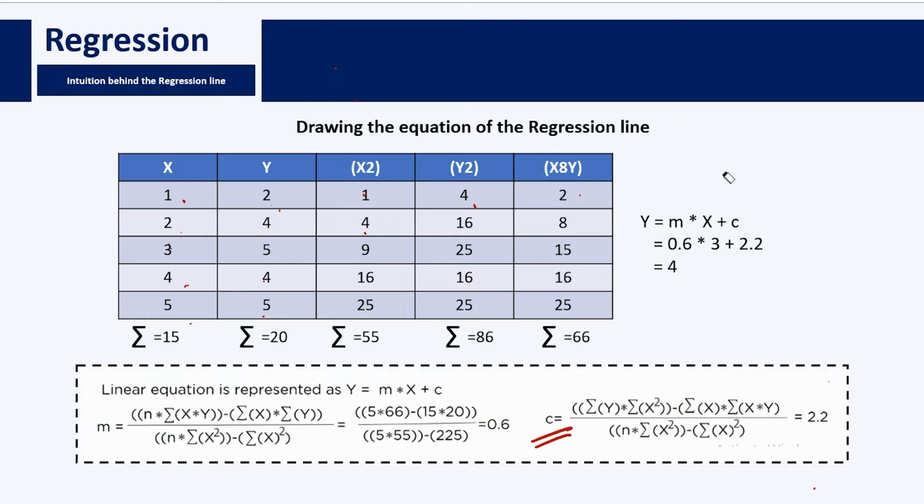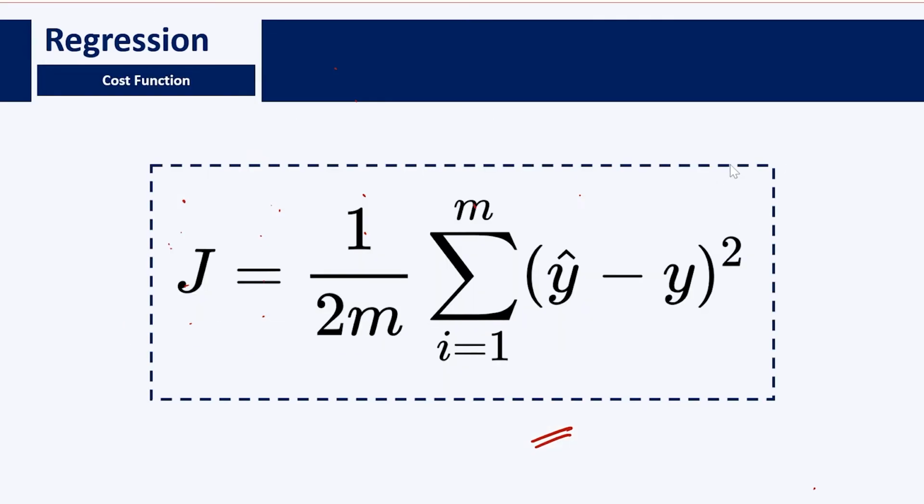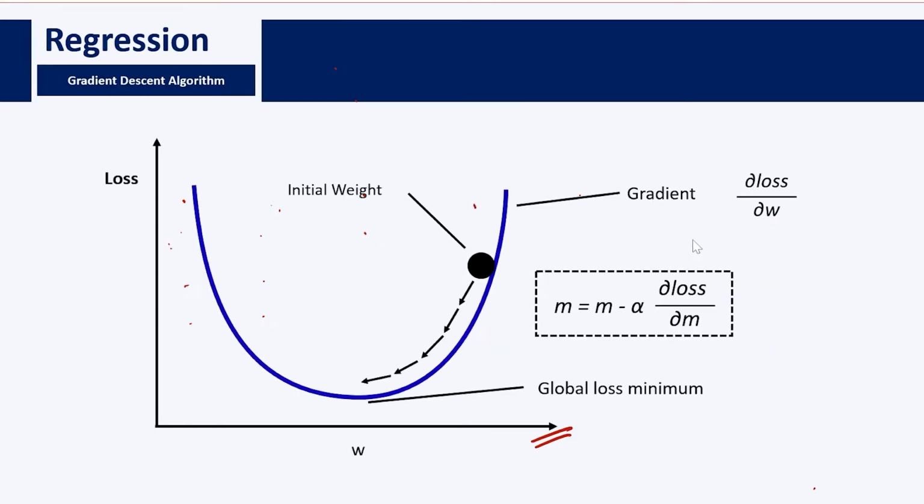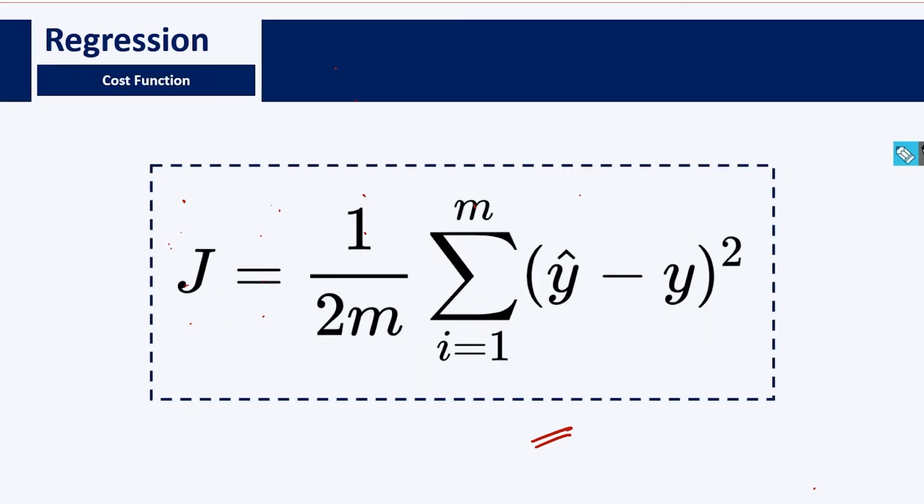Now what we will do is calculate the summation of errors, or you can say your cost function. See, the formula of cost function is 1 by 2m. M is basically representing the number of records.